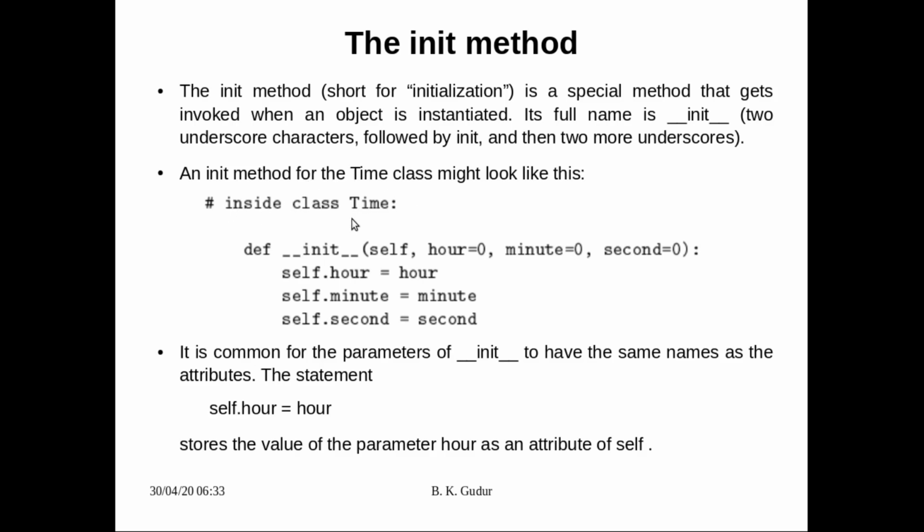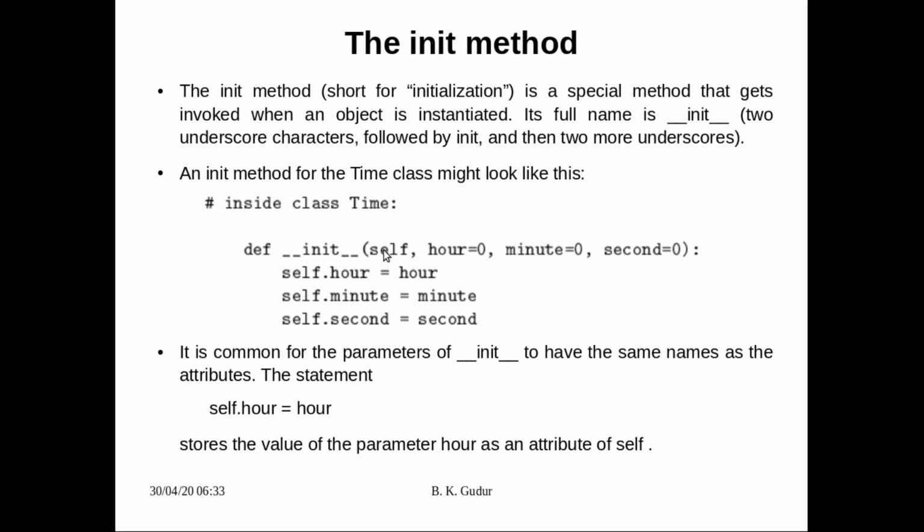Here inside the Time class, this is the definition of the init method. Its name is __init__, and these are the parameters of the init method. Because this Time class is going to take three attributes, the first one is self, the object of type Time, and the remaining three are the attributes of this Time class. So the first is the Time object, whereas these three are the attributes.